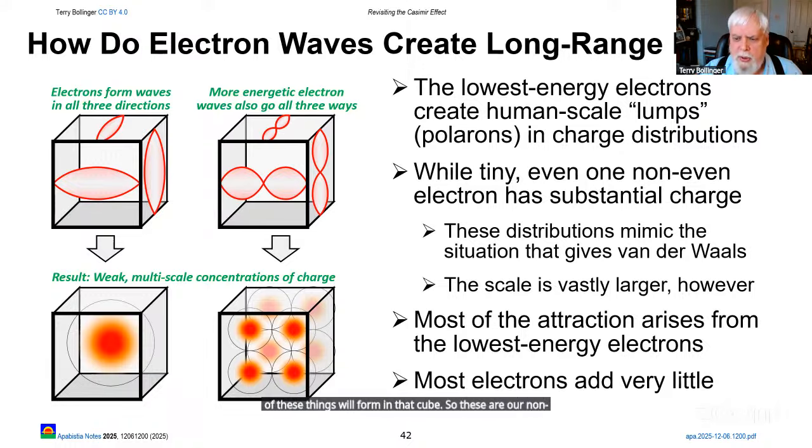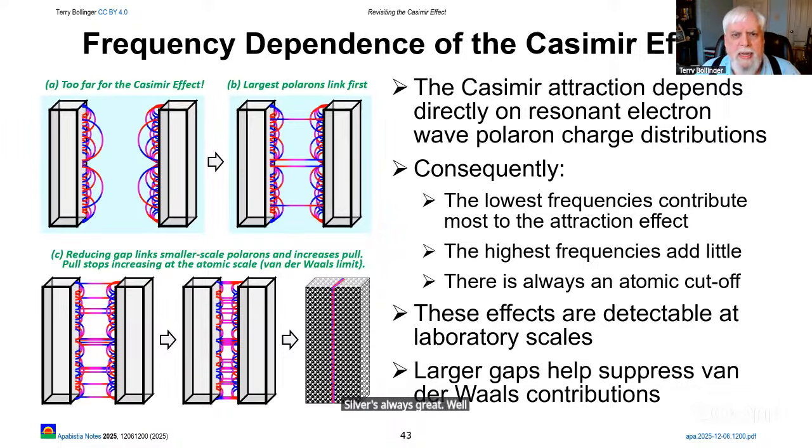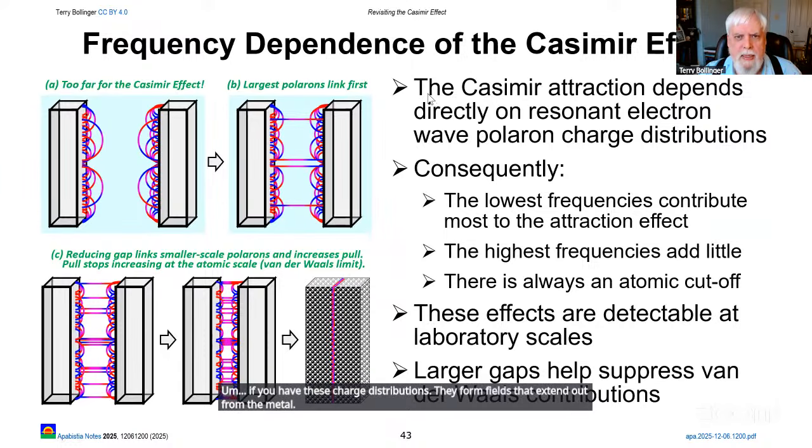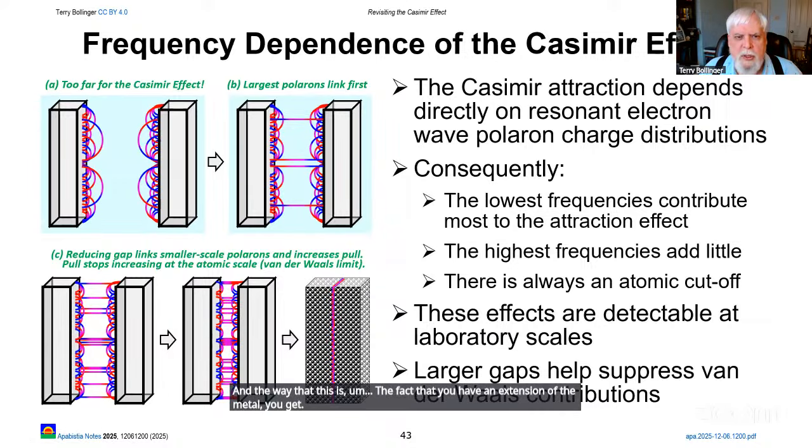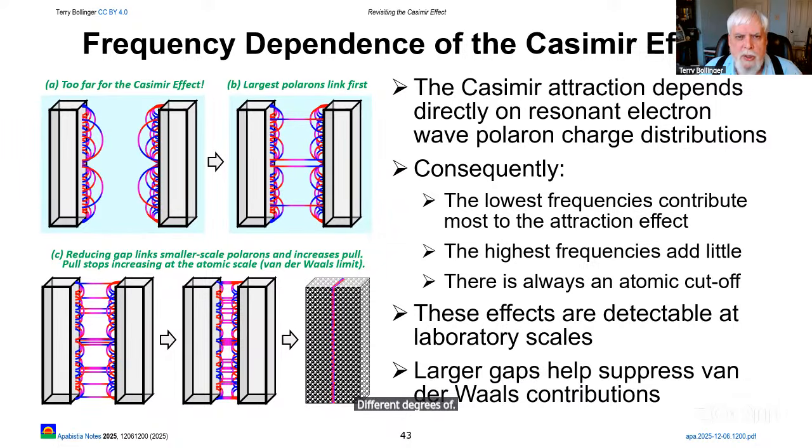So these are non-even charge distributions that form naturally as a result of the wave-like behavior of the block of steel, of any kind of metal, especially silver. Silver is always great. Well, what does that do? It means that if you have these charge distributions, they form fields that extend out from the metal. And because of this extension, you get different degrees of attraction based on the separation of the different charges.